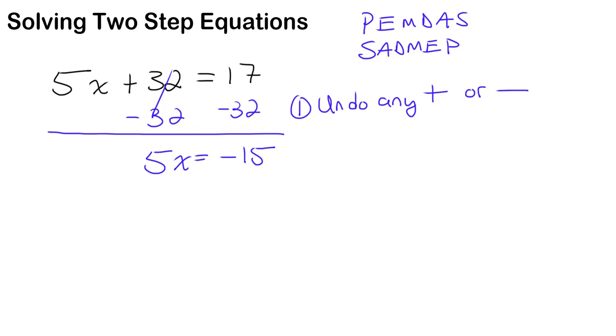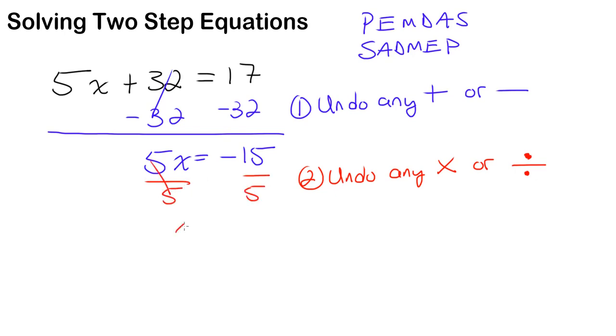But if we look again at the process, next, after undoing any addition or subtraction, that would be undoing any multiplication or division. So that is our second step here. Undo any multiplication or division. So here we see that we have to undo the 5. 5 is multiplying x, so we have to divide both sides by 5. And so negative 15 divided by positive 5 is negative 3, because negative divided by positive equals negative.